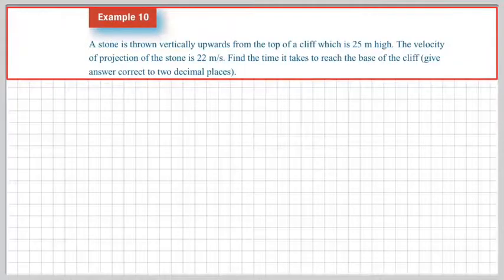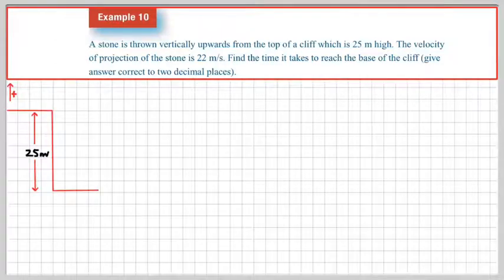Now, we've got a stone being thrown vertically upwards from the top of a cliff. One of these vertical ones here. We've got a cliff which is 25 meters high. The velocity of projection of the stone is 22 meters per second. Find the time it takes to reach the base of the cliff, and give your answer to 2 decimal places. This is the case where you've got to decide which direction is positive, up or down.